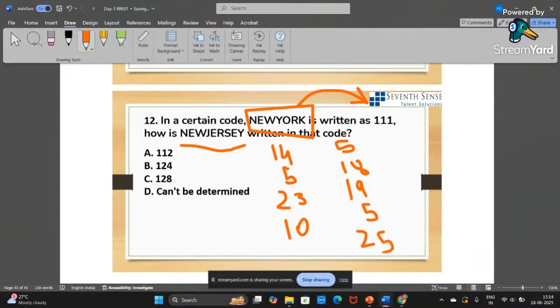Adding all this, you'll get one number that will be your answer. Check this, add all the numbers. 14 plus 5 is 19, plus 23 is 42, plus 10 is 52, plus 5, and so on. Adding all this we get 124. So 124 is the answer. The main thing is you have to decode the given one, then apply the same logic to the given question.